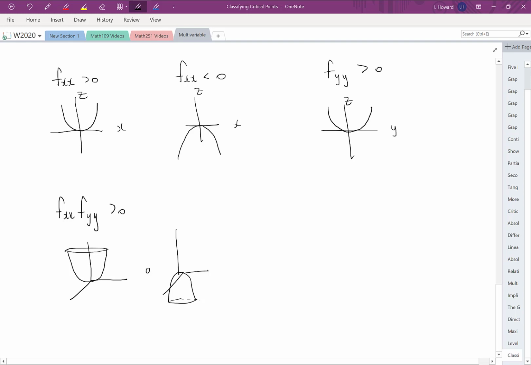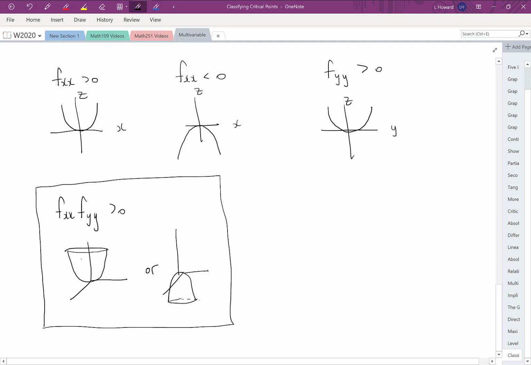So to say that f sub xx times f sub yy is positive tells you you're in one of these two situations. You don't know which one you're in, but you could then look at the sign of f sub xx, and the sign of f sub xx determines which one you're in. If f sub xx is positive, you know you're in the first situation of the bowl opening up. If f sub xx is negative, you're in the situation of the bowl opening down.